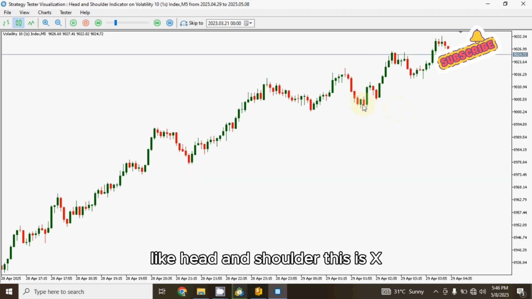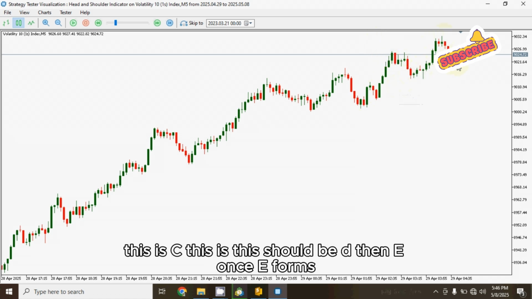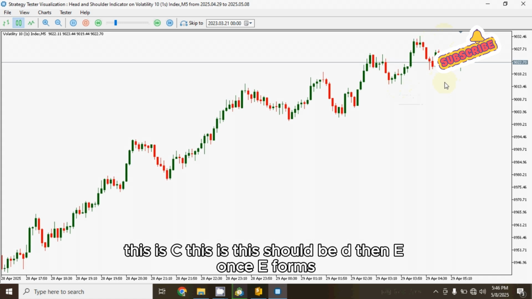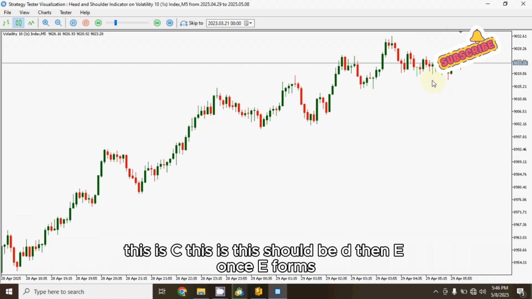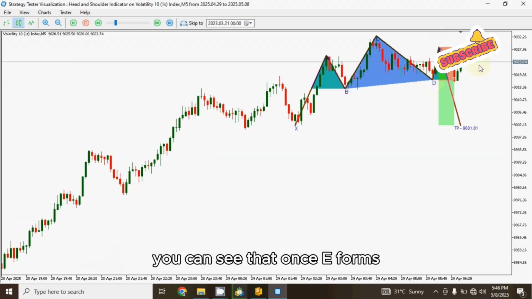This is X, this is A, this is B, this is C, this should be D, then E. Once E forms, you can see that we have a sell signal, right?